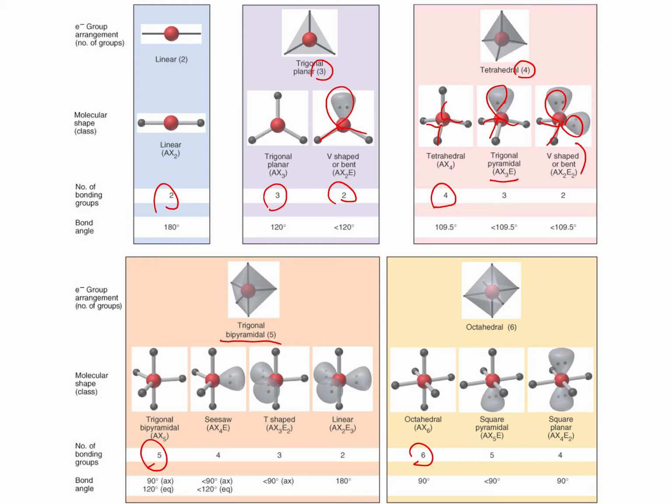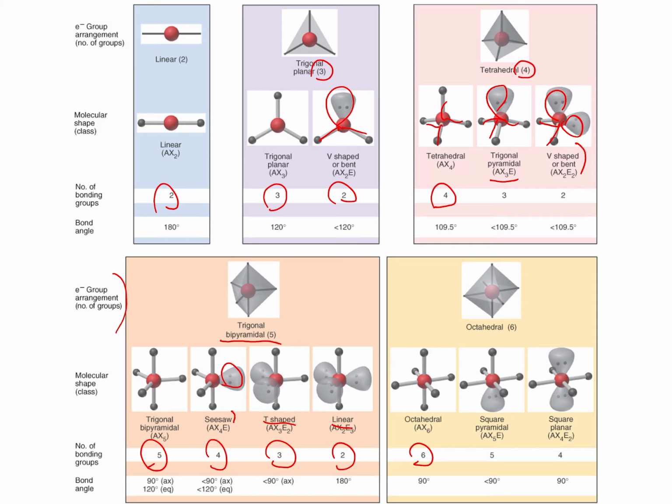And I showed you this for the trigonal pyramidal too. So all of these have an electron group arrangement of trigonal bipyramidal because they all have 5 regions of electron density around the central atom. But you might have 4 bonds and 1 lone pair, in which case you're a seesaw. You could have 3 bonds and 2 lone pairs, in which case you're T-shaped, or you can have 2 bonds and 3 lone pairs, in which case you're linear.